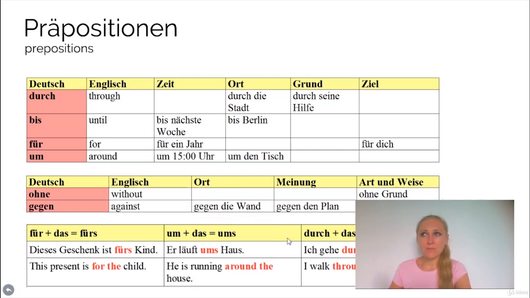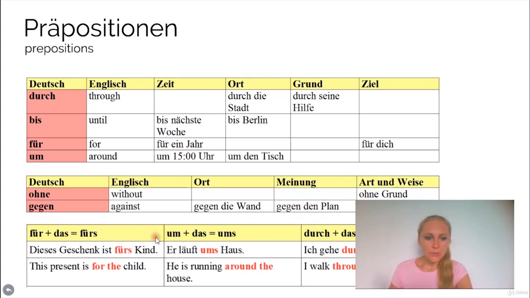If it was, for example, he's driving into the tree, der Baum is masculine, it's the tree. So here you would have to say gegen den Baum, because it's masculine, so der changes to den in the accusative. And here, gegen den Plan means against the plan. Der Plan is masculine, so here you see again, der changes to den.